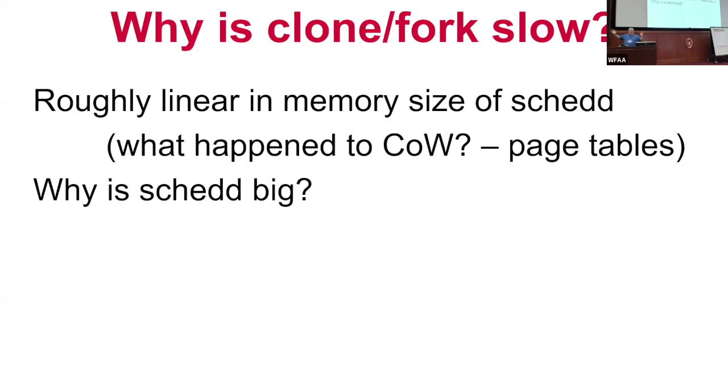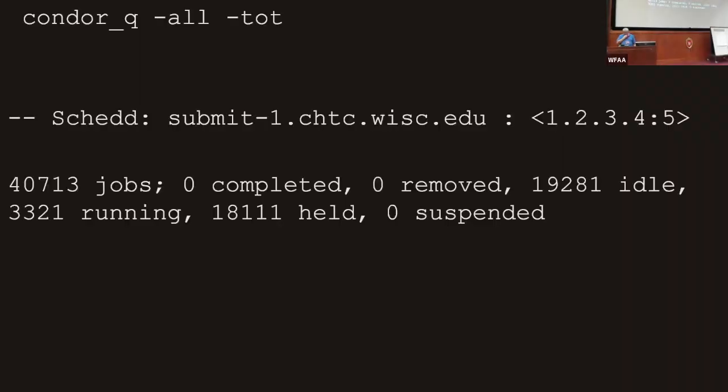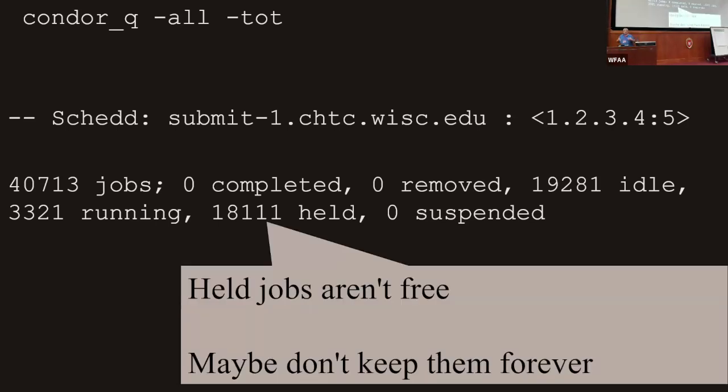Outstanding. Why is the schedd big? Well, it turns out this particular schedd had about 40,000 jobs in it, which is not outrageous, but it's getting there, of which almost 20,000 are held. Now, the schedd holds all of its jobs, held, idle, or running, in memory. And I'd just like to remind administrators that held jobs are not free. They're not expensive individually, but if you're keeping hold of tens or hundreds of thousands of them, you are going to pay for it in your fork time, your startup time, and all this other stuff. So let's be aware of our held jobs.